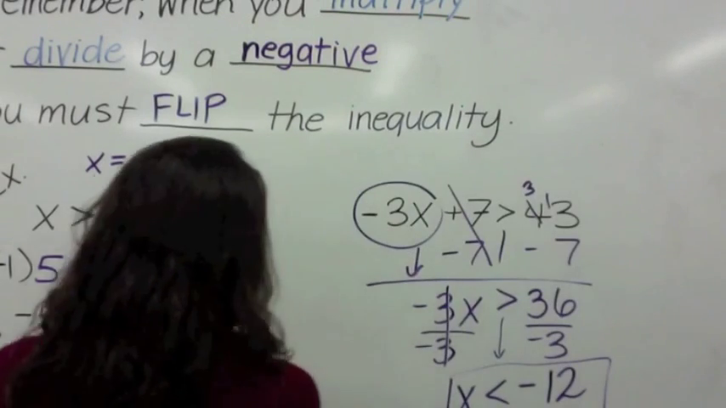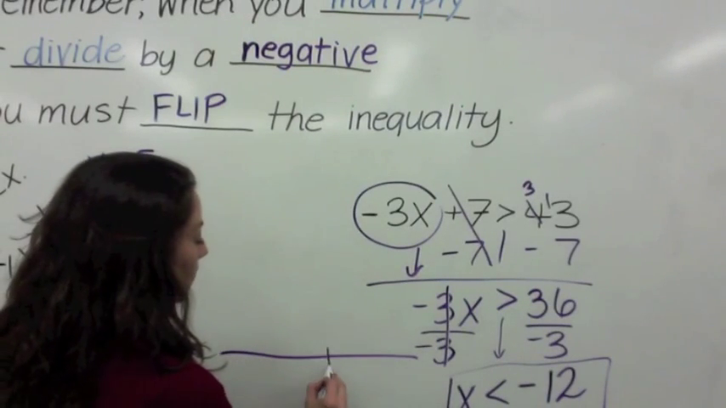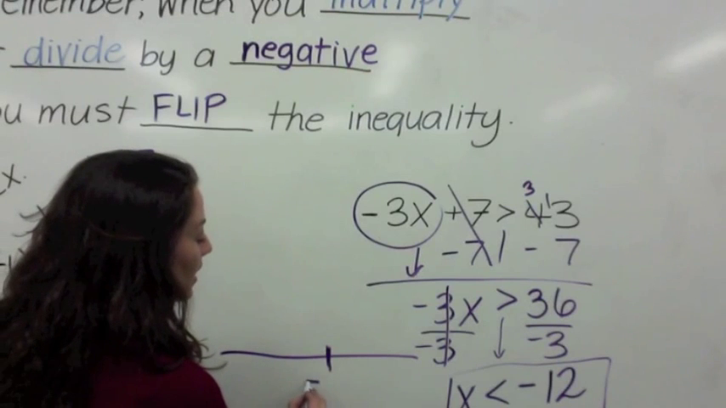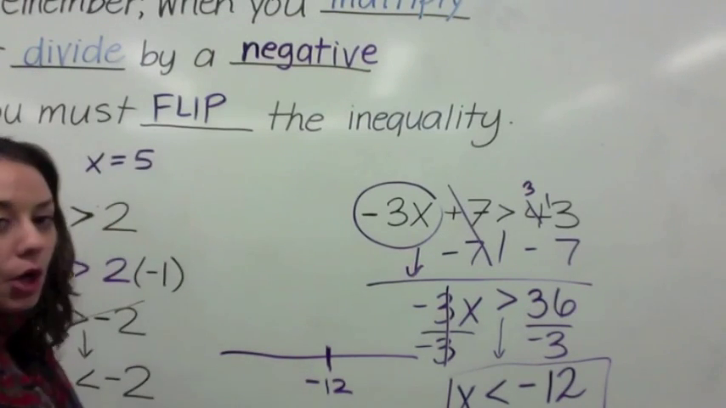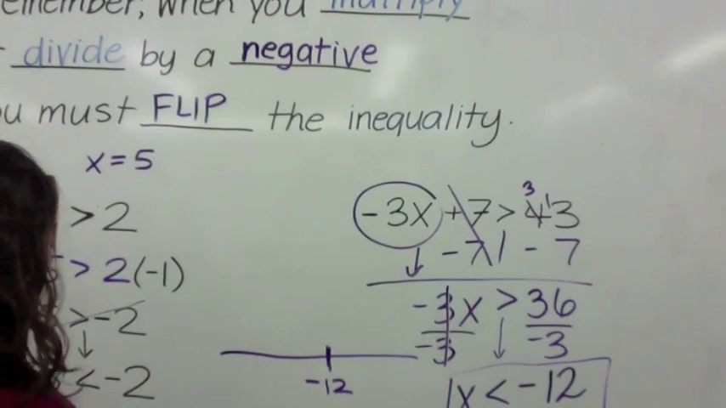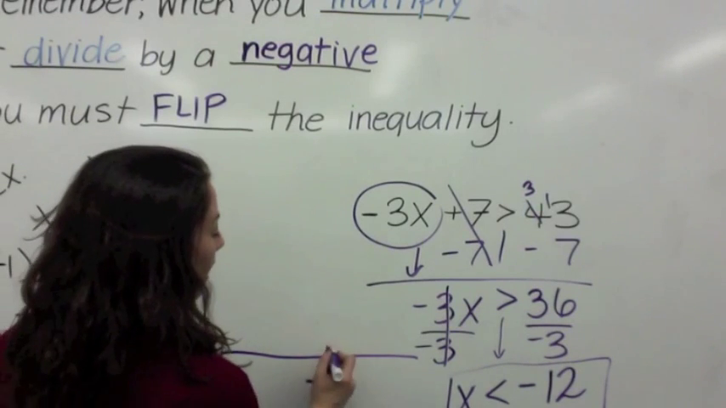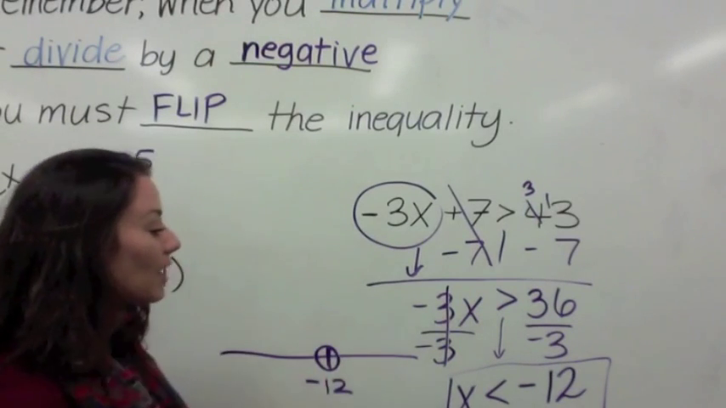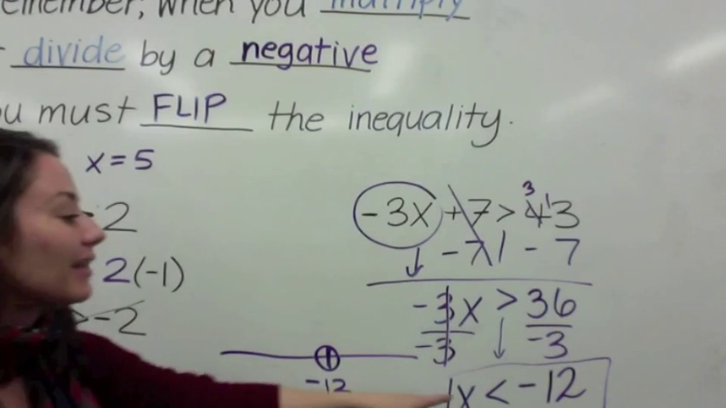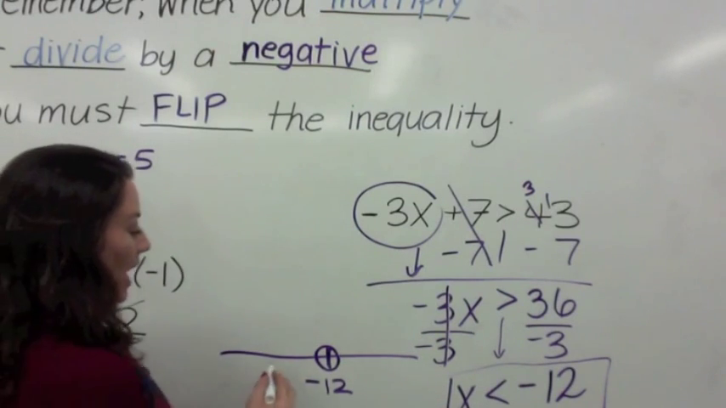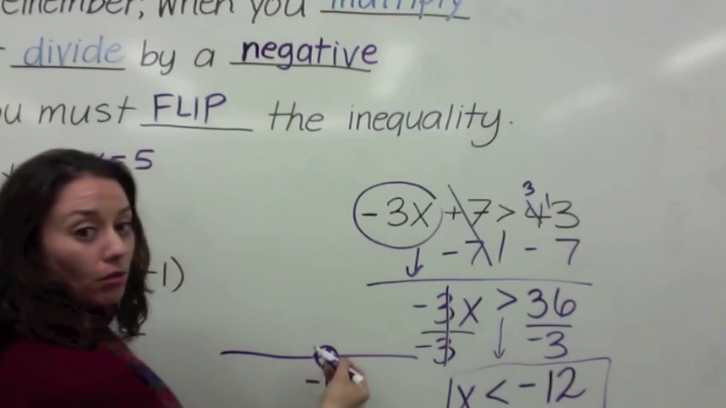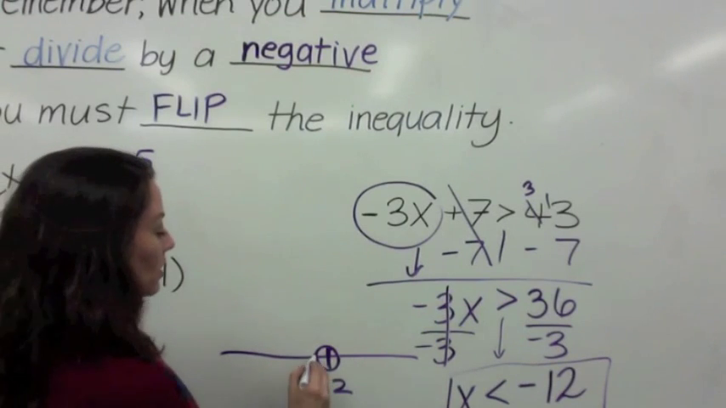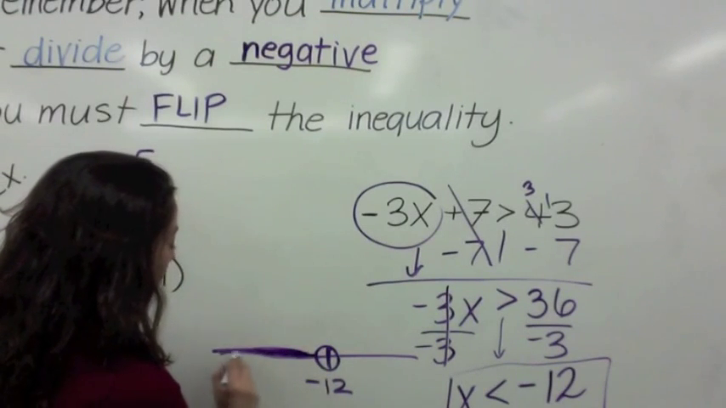What does that look like on a graph? So you have -12 as the critical value. Will it be an open circle or a closed circle? What do you think? It will be open because it does not include -12. It has to be less than -12. And that means you're going to shade to the left. Less than, left. Remember that.